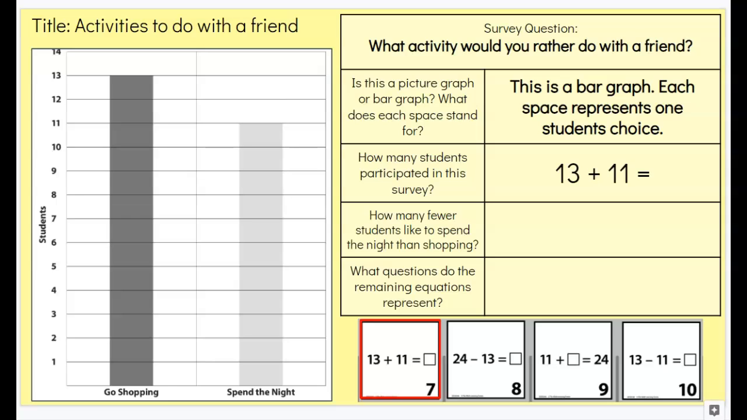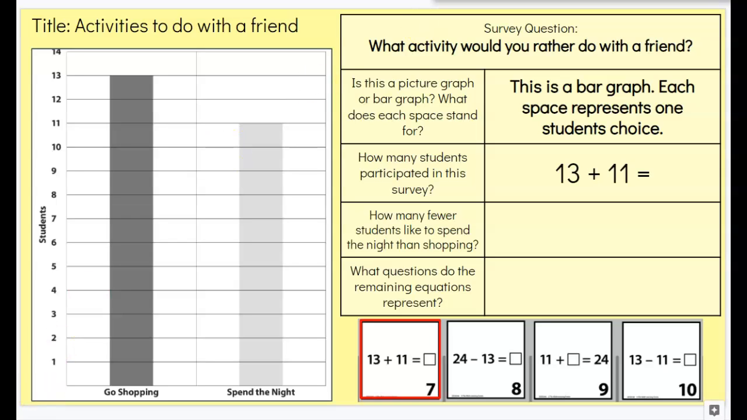Now, if you were thinking the equation that would help us right now to know how many students participated in this survey is the equation of 13 plus 11 equals something, if that's the equation you wrote, give yourself a big pat on the back. Excellent work. Now, we can see that we have 13 students over here that chose to go shopping.